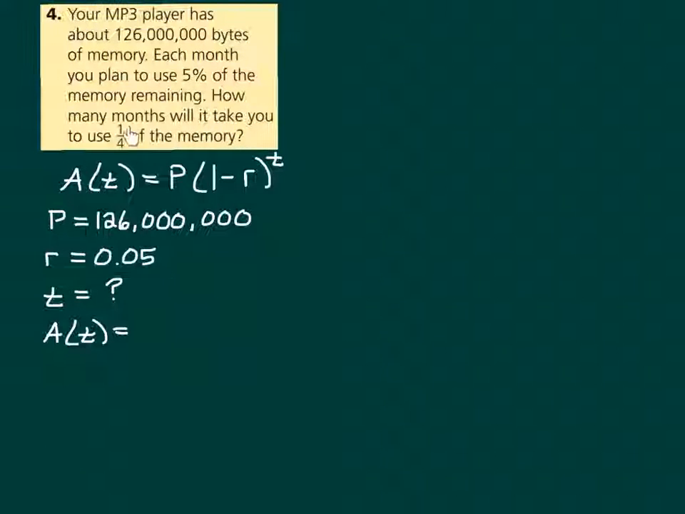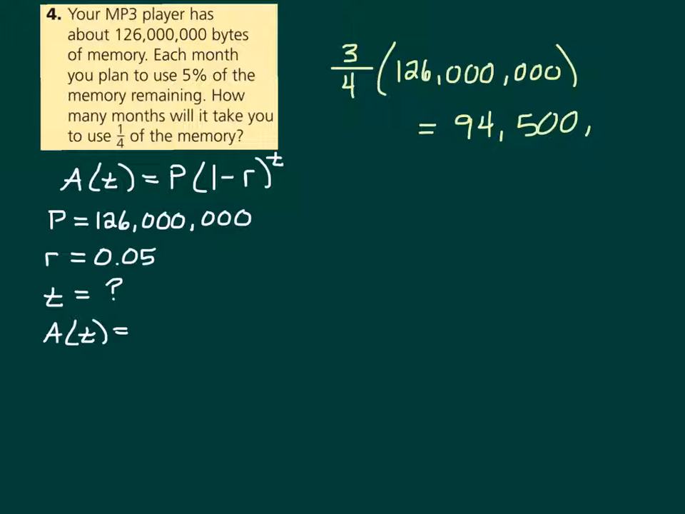The question is asking how many months will it take you to use 1/4 of the memory. If we've used 1/4 of the memory, then we are left with 3/4 of the memory. And how much did we start with? 3/4 of 126 million. And that is going to give us 94,500,000. And that is our A of T. That's how much there is at the end.